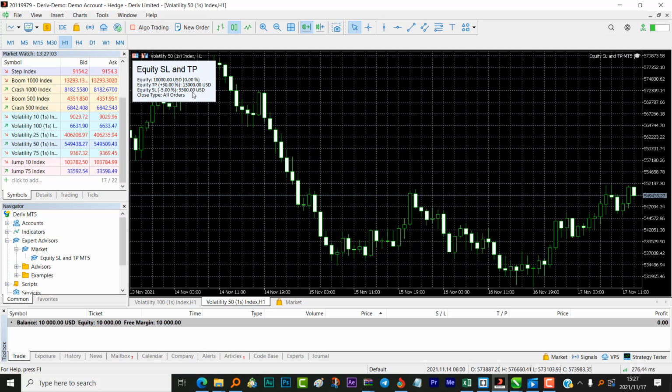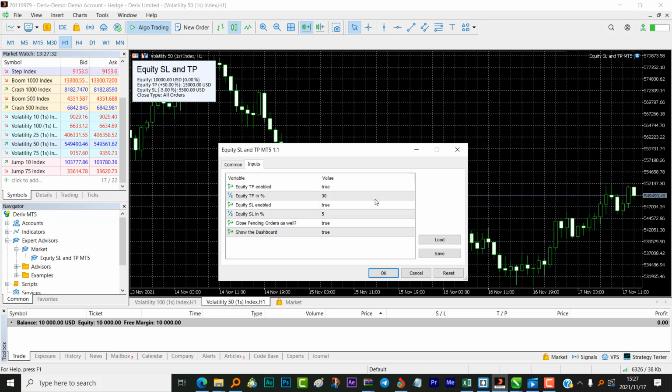So whenever your SL and TP is set, you can click here where it says algo trading. If it's red, it means it's not working, and here also on the EA, if it's gray, it means it's not working. But if you click here, the green, it means it's working, blue here, it means it's working. So now you can place your trades. I'm just gonna place a trade. Let me go back.